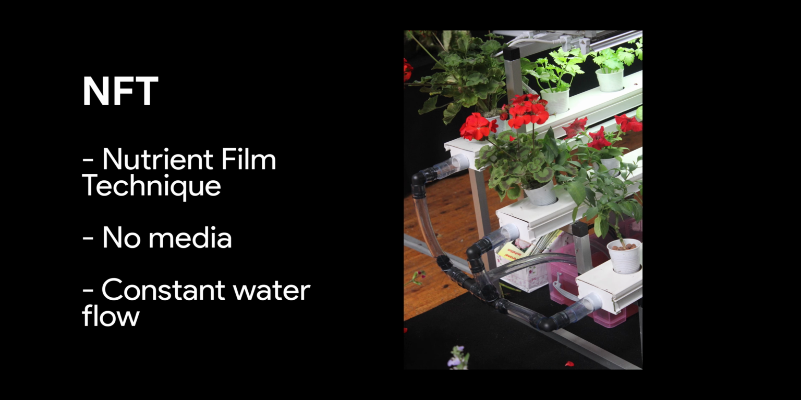With NFT or nutrient film technique systems, plants are grown in PVC channels without any media. Water enriched with nutrients from the fish tank is constantly pumped through a pipe. The enclosed environment keeps humidity very high, and roots hanging in the pipe can grow in or out of the water flow.